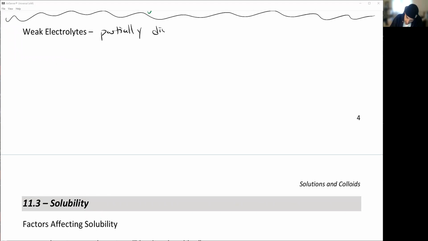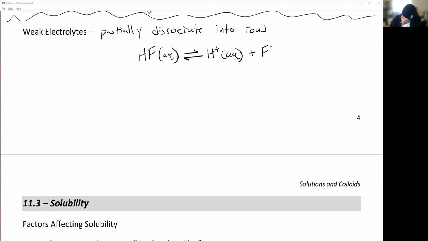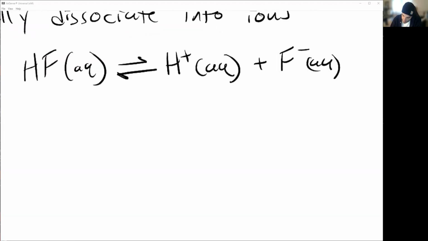dissociate. So these are the ones that we're going to spend the most time on because these are the ones that have equilibrium. The equilibrium chapter generally leads to looking at partial dissociation into ions. So the example here would be something that we don't recognize. HF is a weak acid and it has a partial dissociation into H+ and F-. So it does break into ions, but not that much.